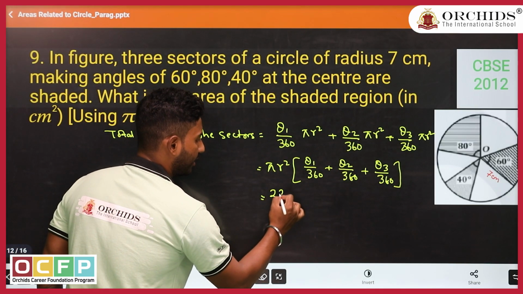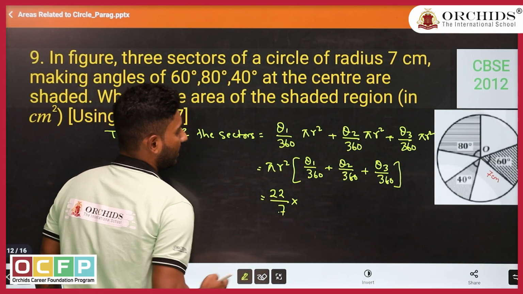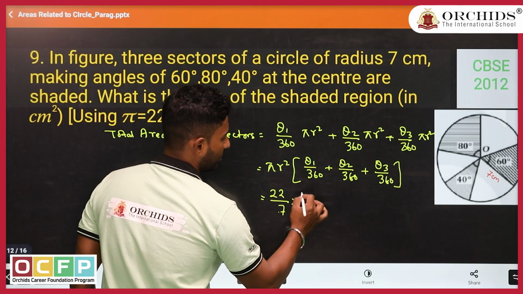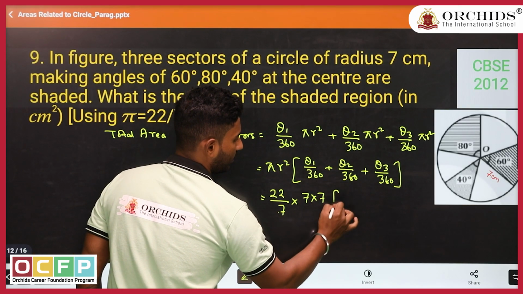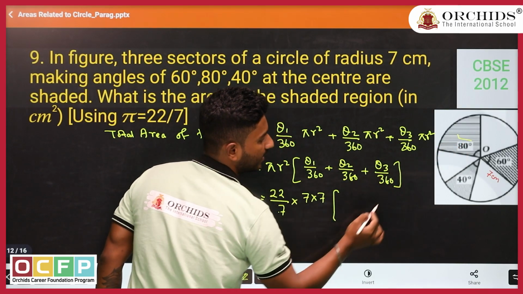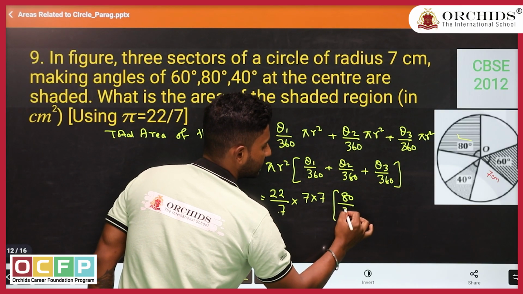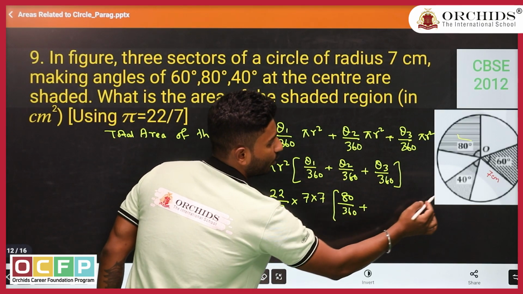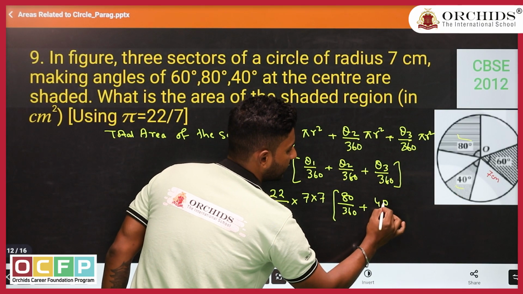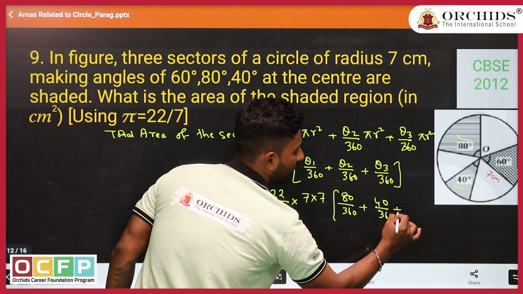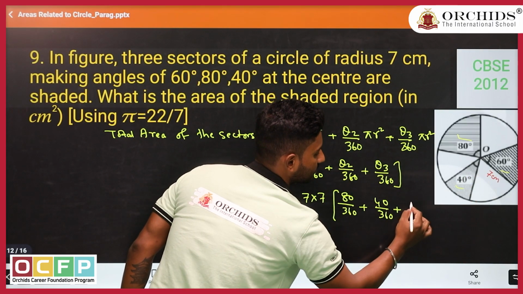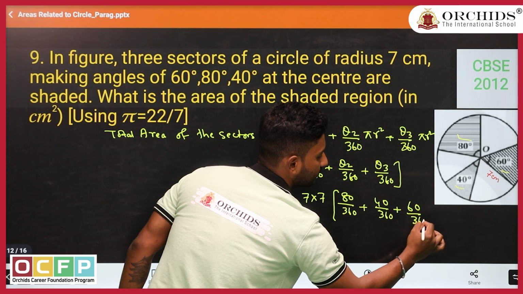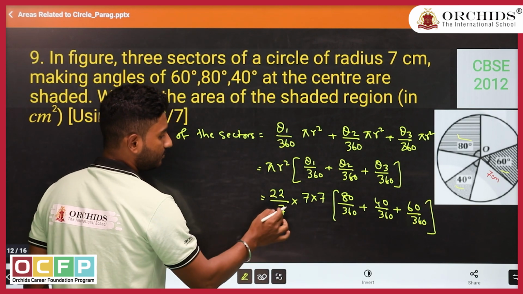Pi is how much? 22 by 7 this time. R square, what is R? 7 into 7. What is theta 1? 80. 80 by 360. Plus, what is theta 2? 40 by 360. And what is theta 3? 60. 60 by 360. Just simplify.